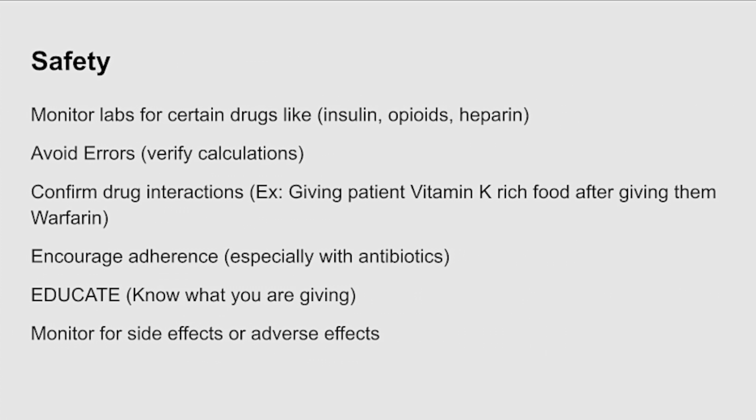Some more safety things: monitor labs for certain drugs like insulin, opioids, heparin, monitor those PTs, monitor their respiratory rates with opioids. So say for instance, you give them an opioid and their body reacts in a way that their respiratory rate is like at 8 or 6, you want to instantly give them some Narcan because that's a drug overdose. Avoid errors. So verify those calculations. Do all you can to make sure that you're following the 7 rights of medication administration.